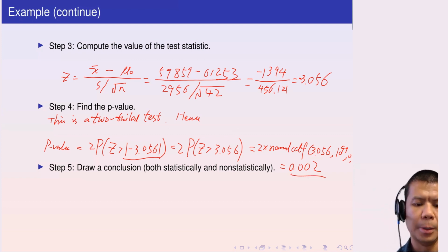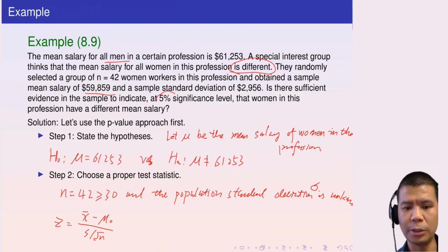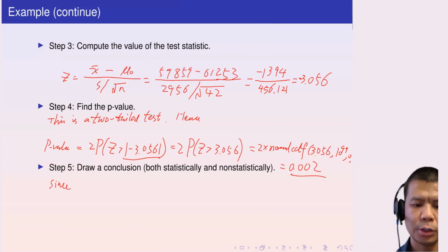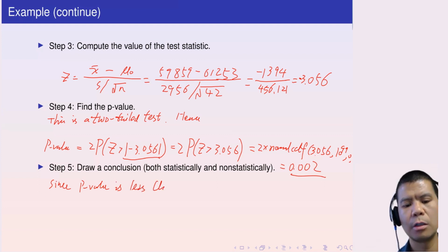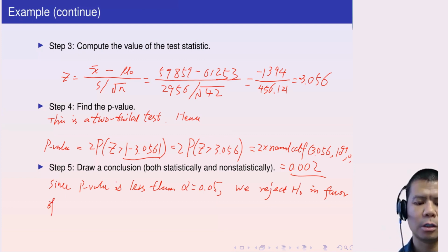So now, I believe the significance level is 5%, so 0.05, right? So since the p-value is less than alpha, which is 0.05, we what? Reject, right? We reject H0 in favor of HA.